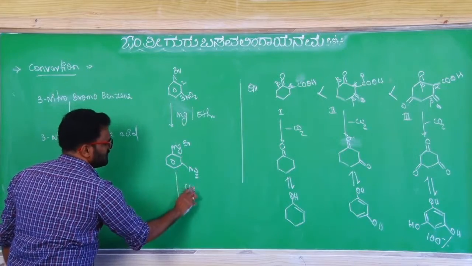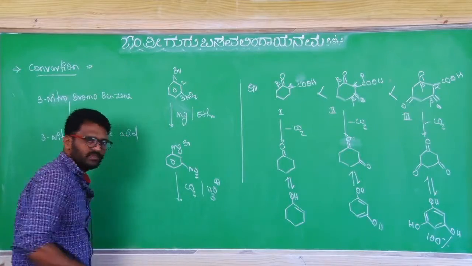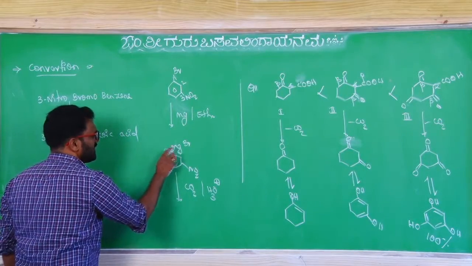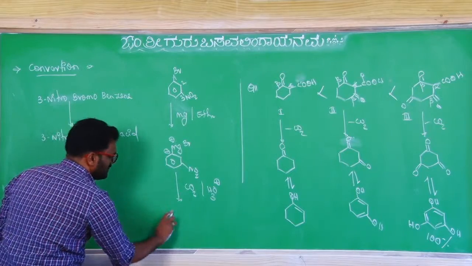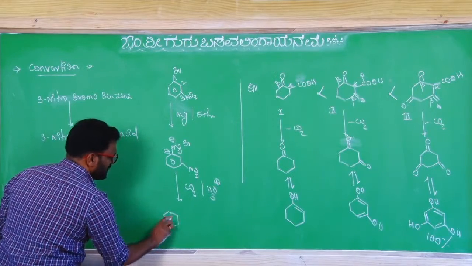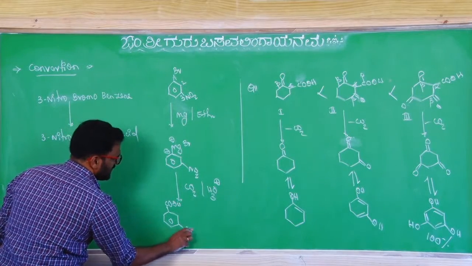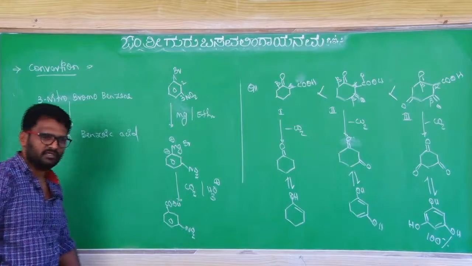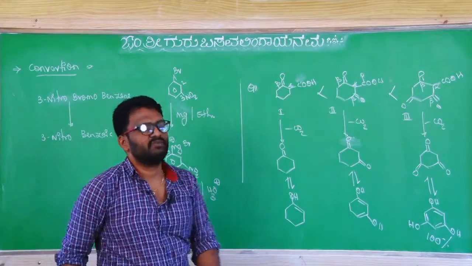Then if you give carbon dioxide followed by acid hydrolysis, this is minus and this is plus. This minus will attack the carbon dioxide. Then you will get benzoic acid, and the nitro group is as it is at the third position. So now this product is 3-nitrobenzoic acid. This is a simple conversion.